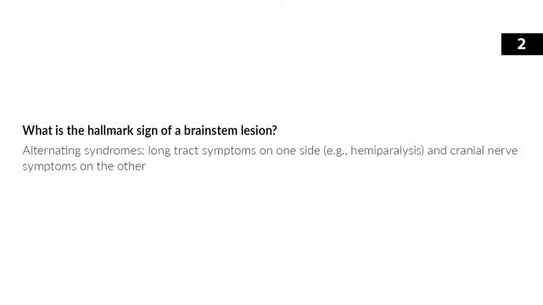And then with those long tract symptoms, you're also going to have cranial nerve symptoms on the other side because you're interrupting the cranial nerve nuclei. So when you see that combination of long tract symptoms on one side and cranial nerve symptoms on the other side, think about a brainstem lesion.